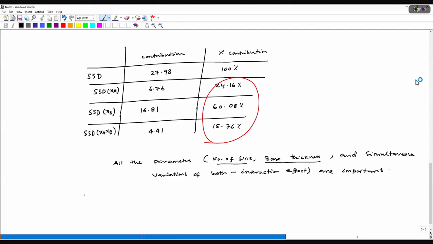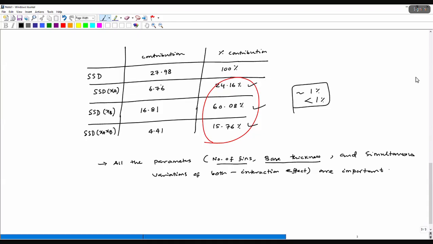Right? Sir, sorry to interrupt. Yeah. How did we conclude that all are important? So typically it is taken that if something is close to 1% or less than 1%, you say that parameter has negligible contribution towards the performance of the device or the system. But you can see that this is about 25%, this is about 15%, this is about 60%. So they are all relevant parameters.